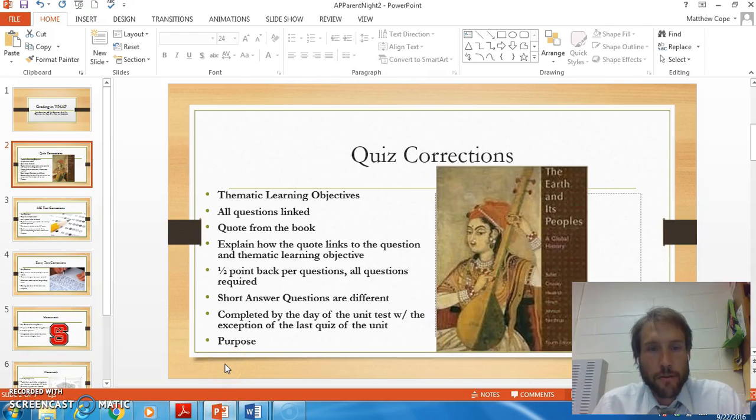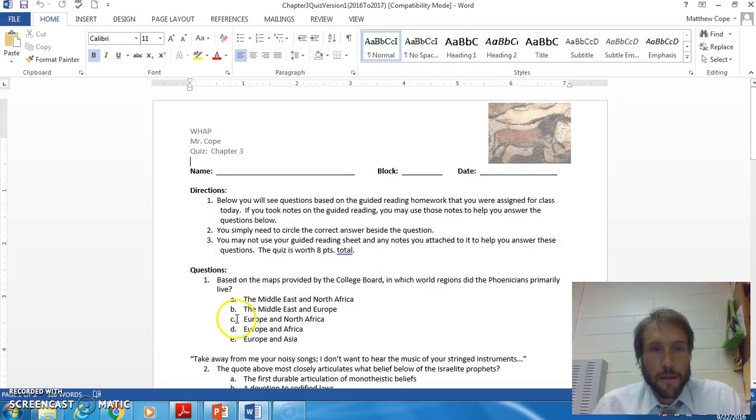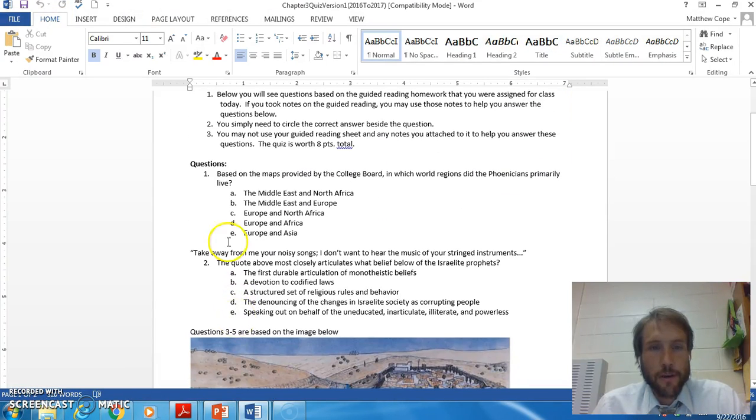Once you have your thematic learning objective, you will link that thematic learning objective to every question on the quiz. So that would be all 5 multiple choice questions on the quiz. You need to take each particular quiz, like you see listed here, and you would take question 1 and figure out which thematic learning objective question 1 links with.